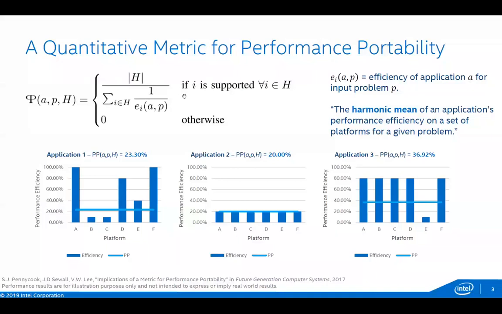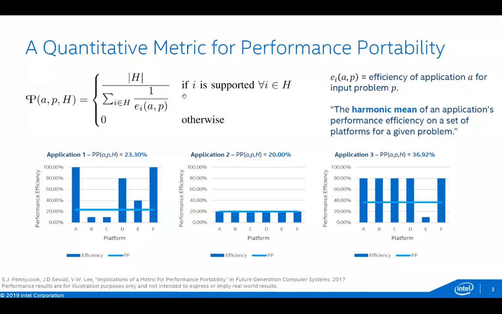And if you look at application 2, where all of the performance efficiencies are the same on all of the platforms, your performance portability score is exactly the same number, it's 20%. And that's exactly what you would expect. And compared to application 1, we think that most developers would prefer application 1 because they would accept that slightly decreased performance efficiency on platforms B and C as a trade-off, so in exchange for the higher levels of performance efficiency on the other 4 platforms.